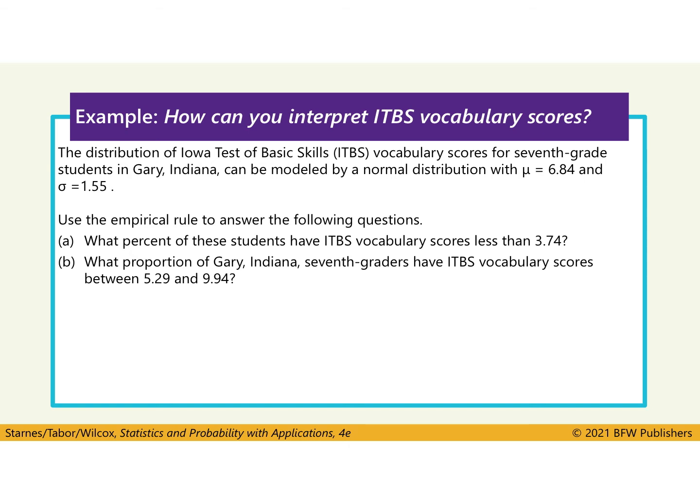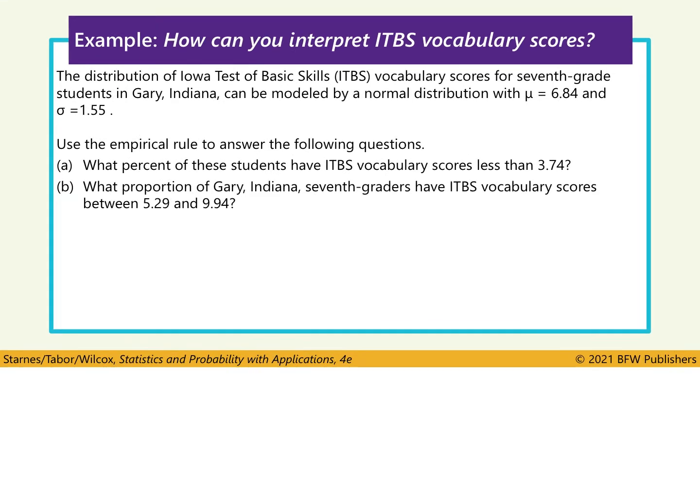Okay, so the distribution of Iowa Test of Basic Skills vocabulary scores for 7th grade students in Gary, Indiana, again, can be modeled with a mean of 6.84 and a standard deviation of 1.55. Use the empirical rule to answer the following questions. What percent of these students have a score less than 3.74? So we're going to draw this again.